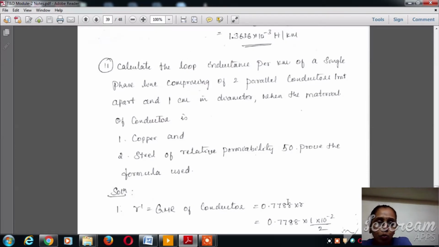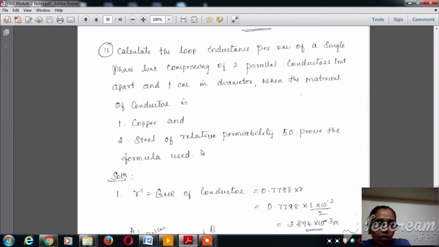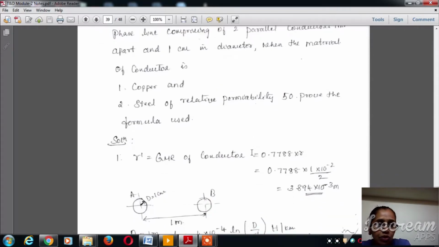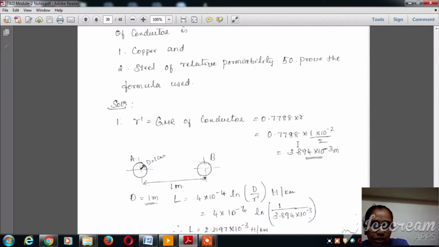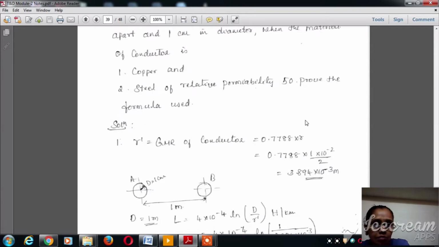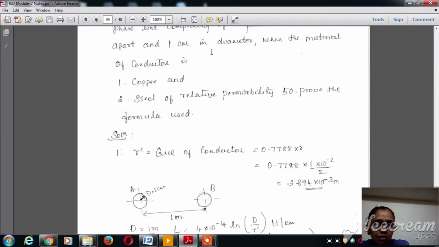So calculate the loop inductance per kilometer of the single phase line comprising two parallel conductors 1 meter apart and 1 centimeter in diameter, when the material of the conductor is copper and steel of relative permeability 50. Prove the formula used. So R dash is equal to GMR of the conductor, 0.7788 into R. That is 0.7788 into R, which is nothing but 1 centimeter divided by 2, that is 1 into 10 to the power minus 2 divided by 2, 3.894 into 10 to the power minus 3 meters.